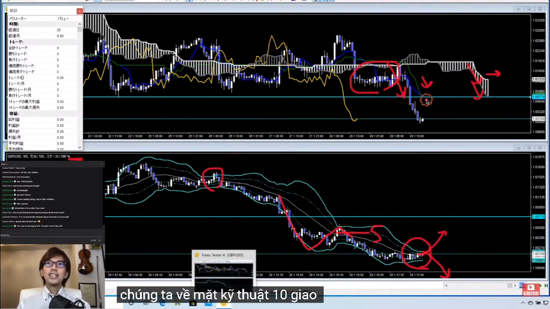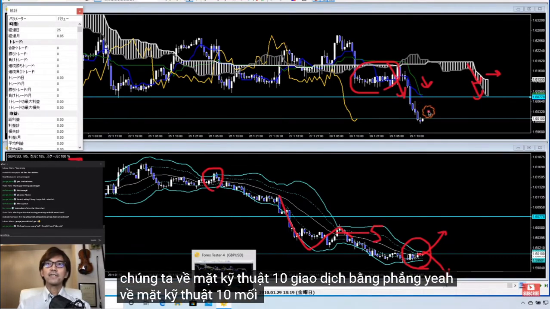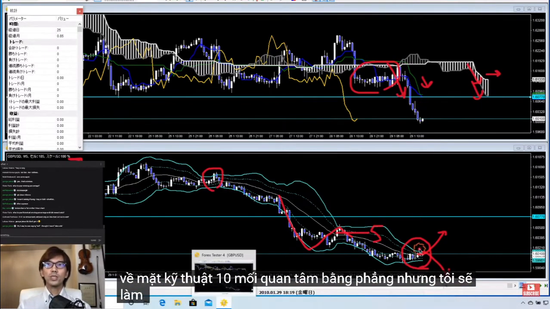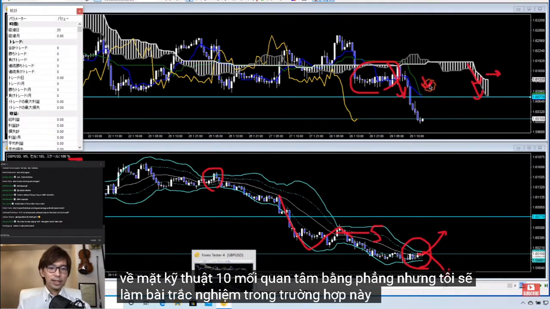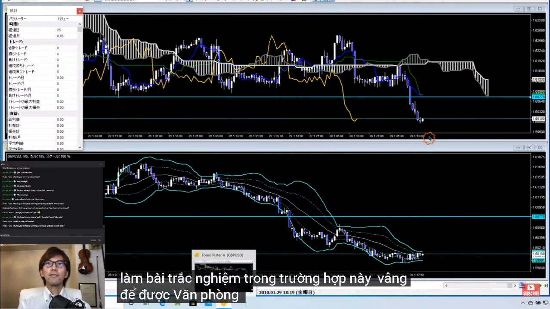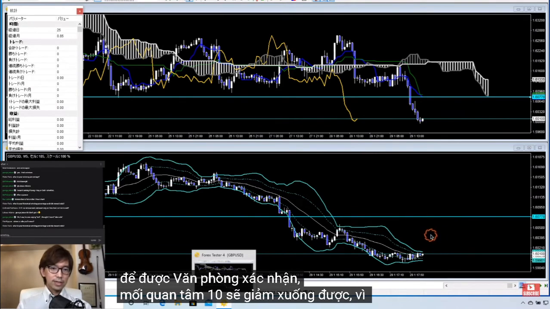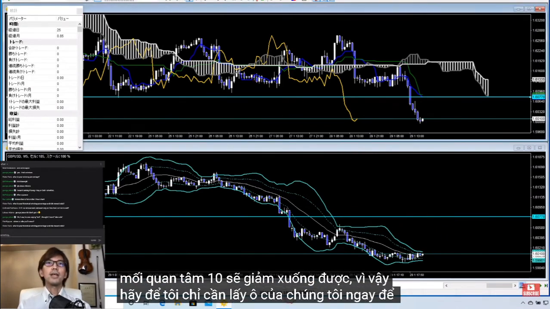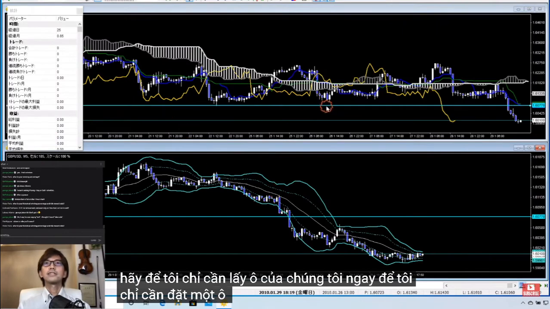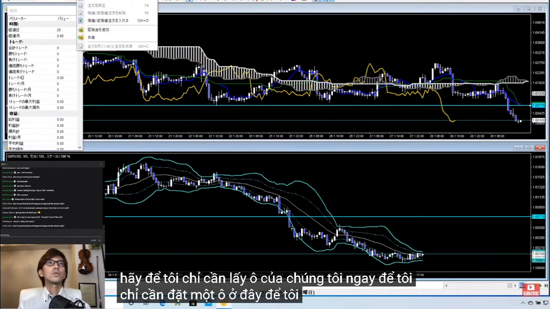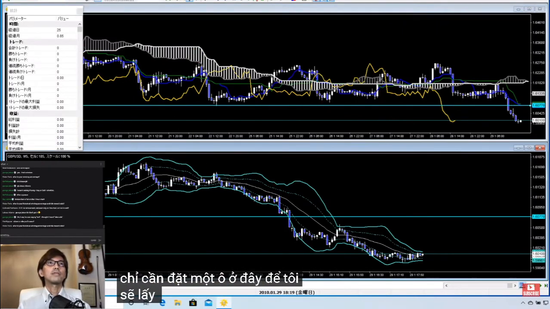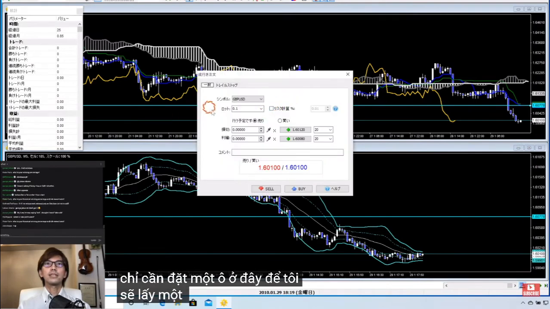Yeah, technically Tenkan-sen is flat, but I will take this squeeze in this case. So to be better confirmation, the Tenkan-sen should be going down too. Okay, so let me just take a sell. Let me just place a sell here. Alright, so I will take a sell.